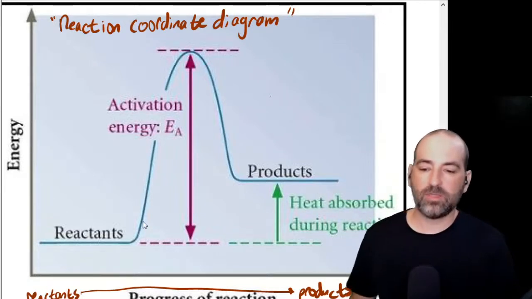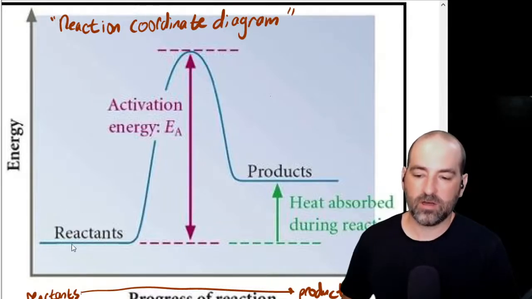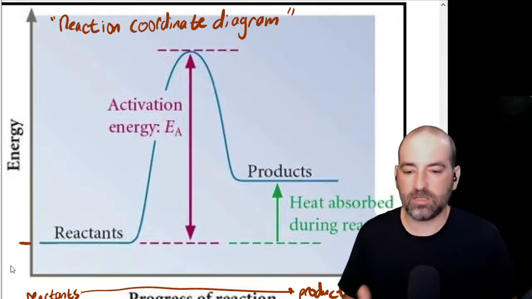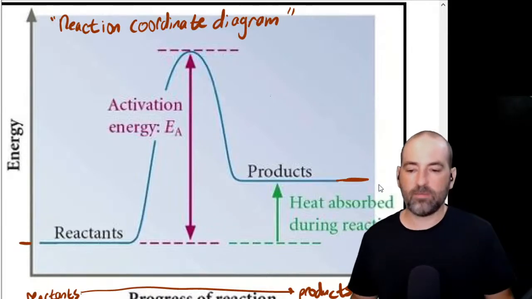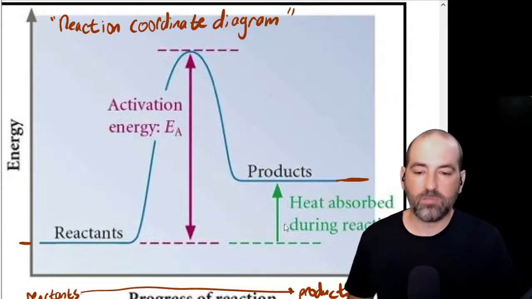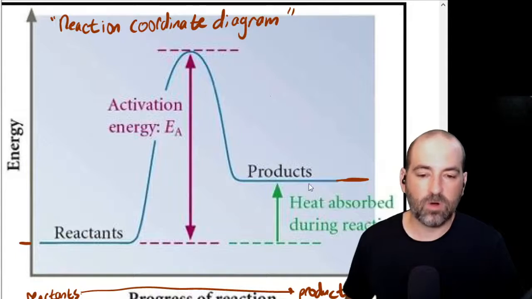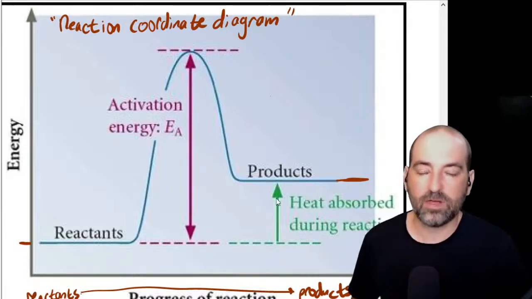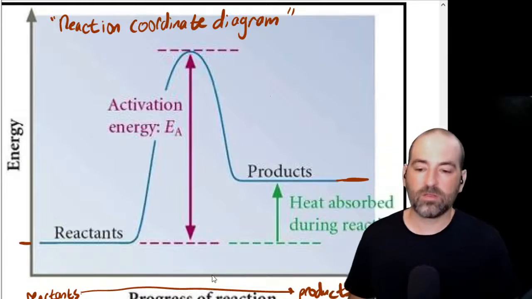So we would say in this particular example, our reactants are here in energy. This is their potential energy level where they start. So if you just had those chemicals, that's how much energy is in those bonds. And then the products also have their own energy level here when the reaction is done. So at the beginning, we're at this energy level. At the end, we're at this energy level. Because we went up in energy, that means that heat was absorbed during this reaction, and this is therefore an endothermic reaction. So this reaction coordinate diagram describes an endothermic reaction.